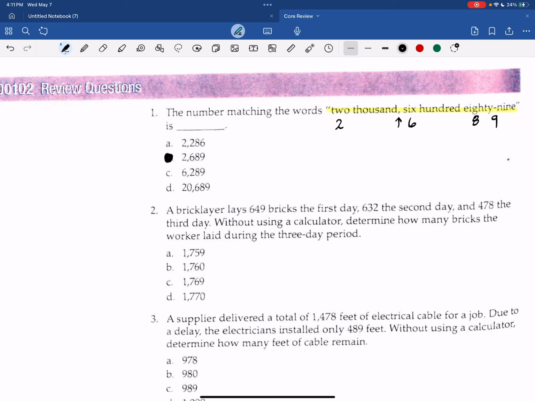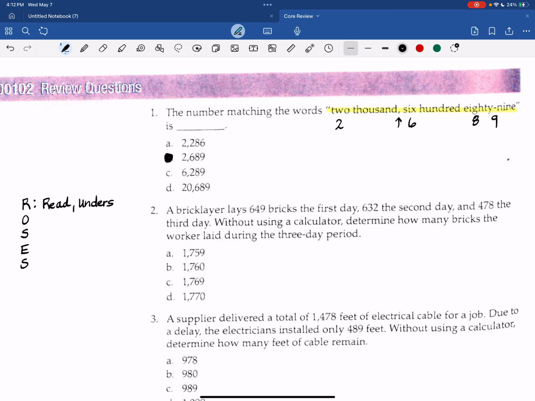Number 2, a bricklayer lays 649 bricks the first day, 632 the second day, and 478 the third day. Without using a calculator, determine how many bricks the worker laid during the 3-day period. I'm going to show you a little trick that I used to teach my GED students. I told them to think of the acronym ROSES. And R stood for read and understand.